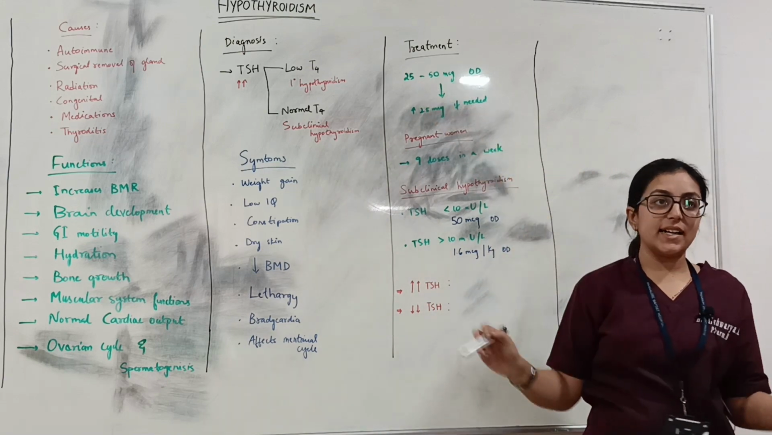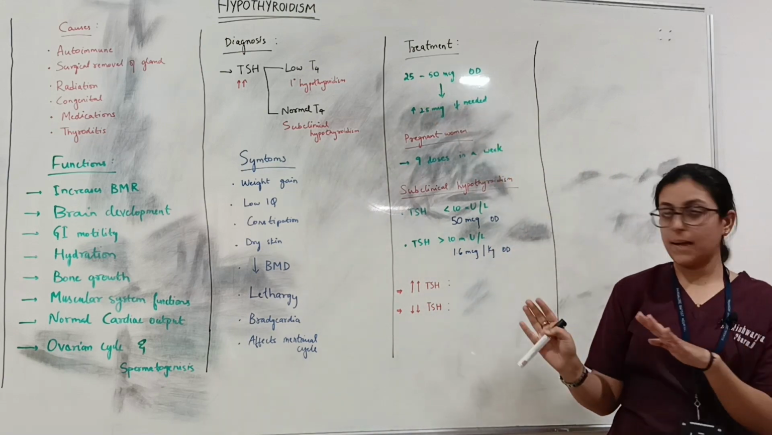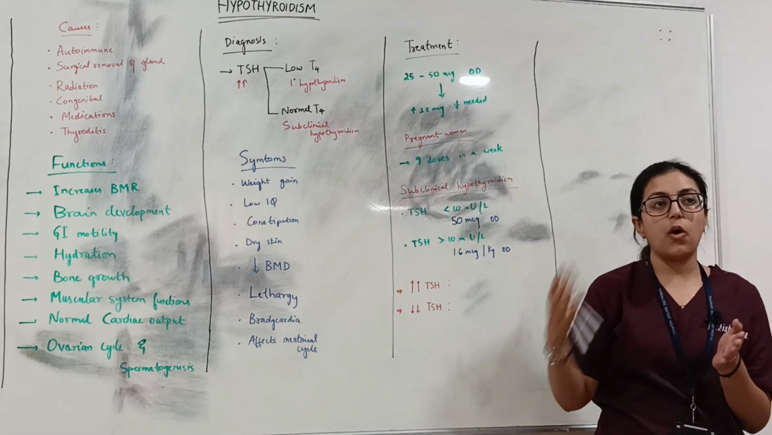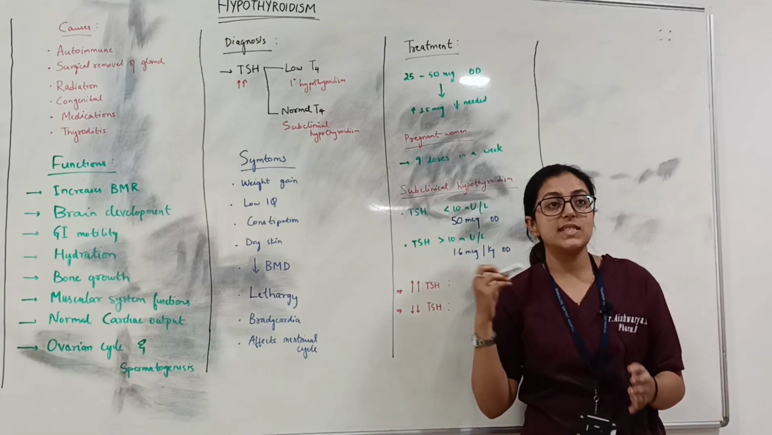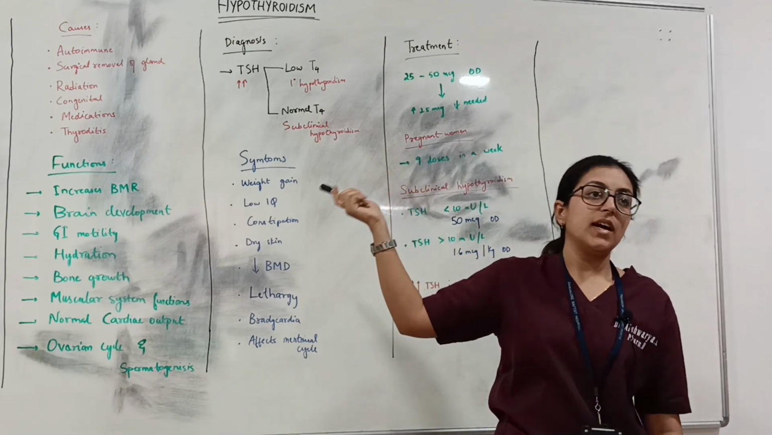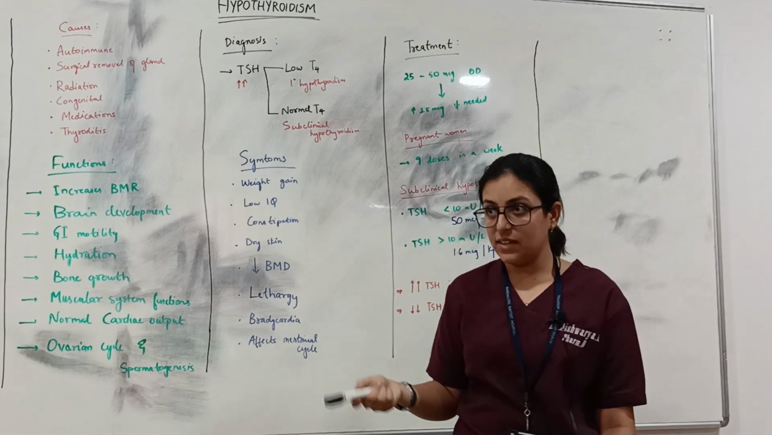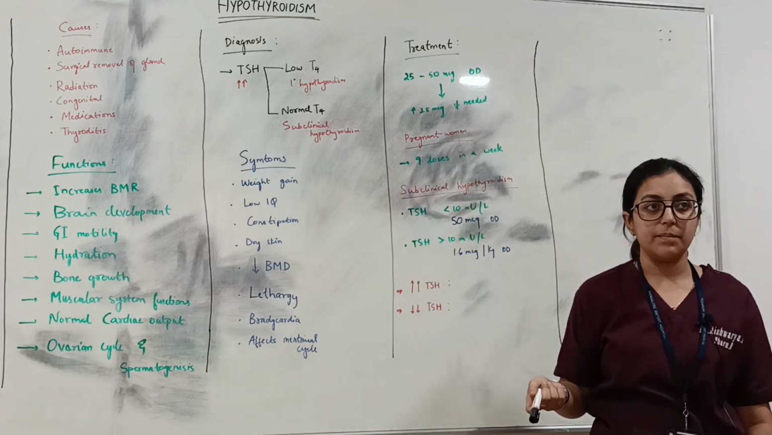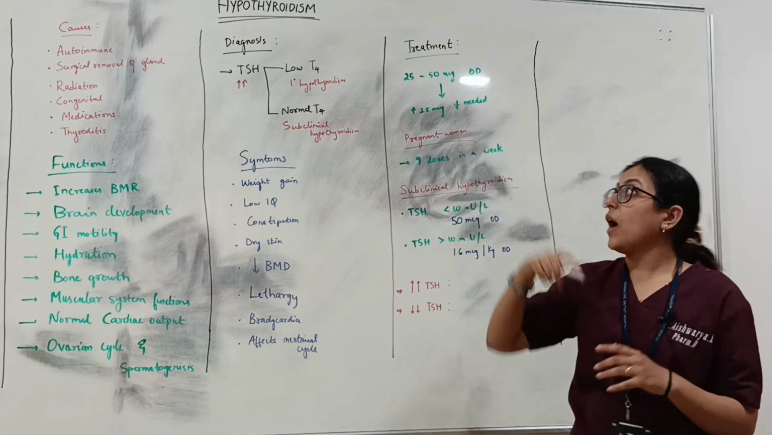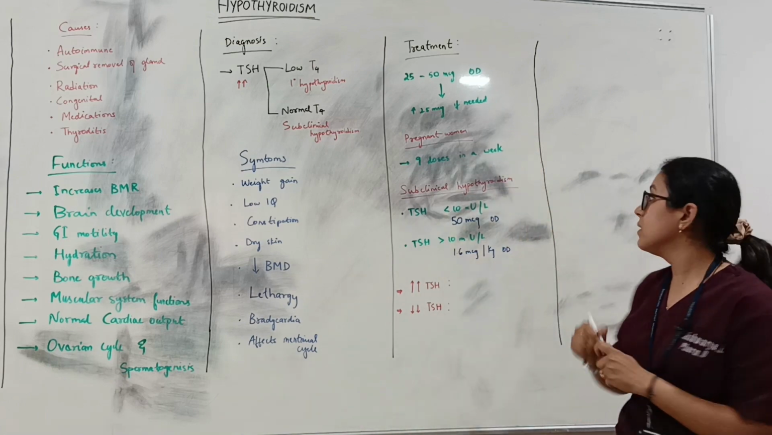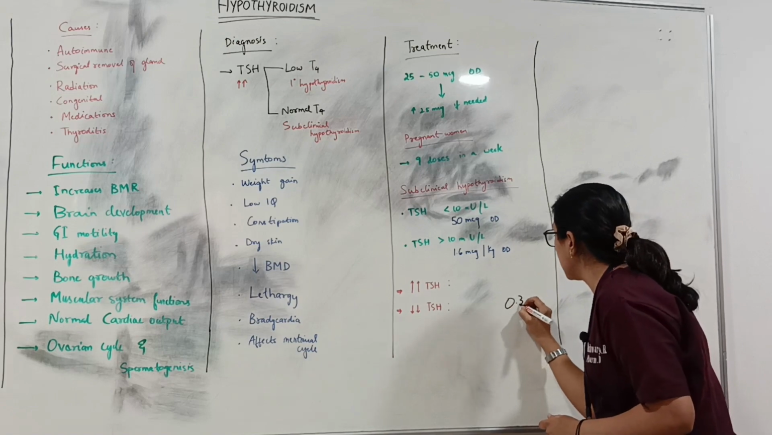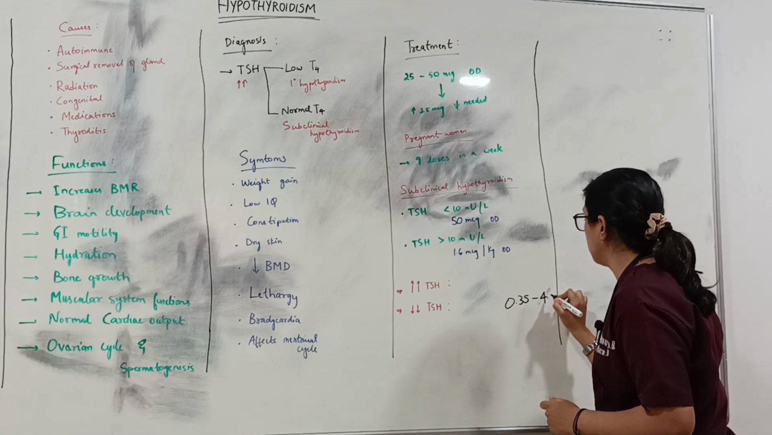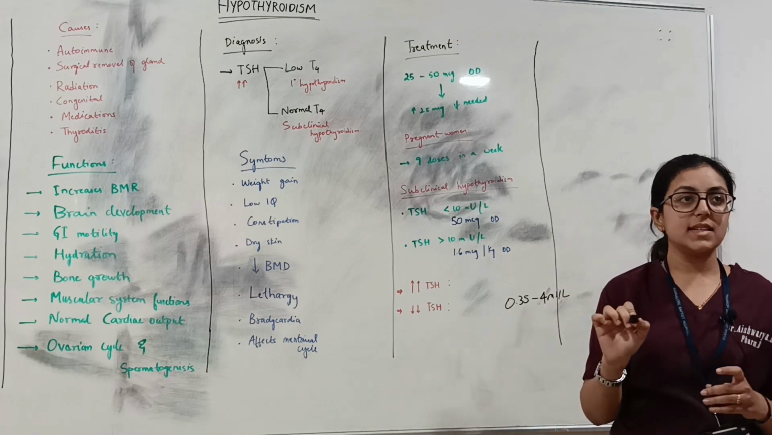So the starting therapy is 25 to 50 mcg given once a day. You give this for 4 to 6 weeks. After the 6th week, you have to repeat the TSH. Again, if the TSH is still elevated, then in the next setting you have to increase the dose by 25 mcg. That's how you do the dosing. You have to do the dosing until you obtain 0.35 to 4 milli units per liter. This is the TSH value.